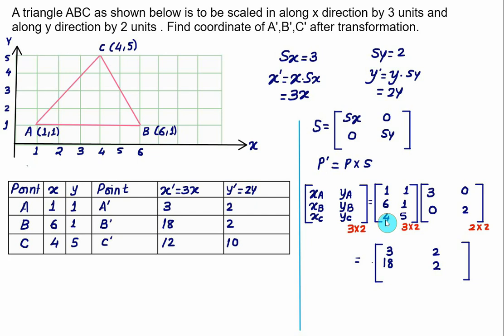Then we have 4 into 3 is 12. 5 into 0 is 0. So we have 12, 0. 4 into 0 is 0. 5 into 2 is 10. So we are getting the same result here: 3, 0, 18, 2, 12, 10. So both the methods will work fine here.